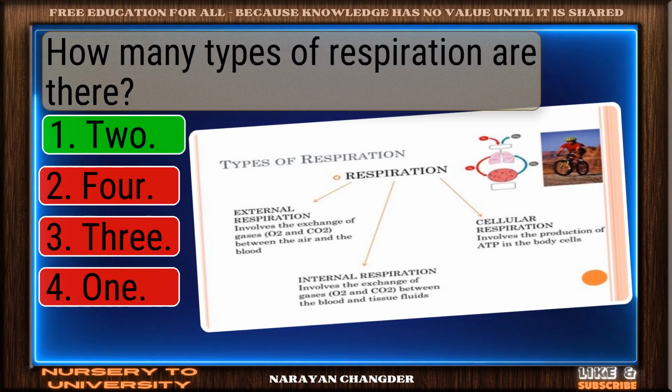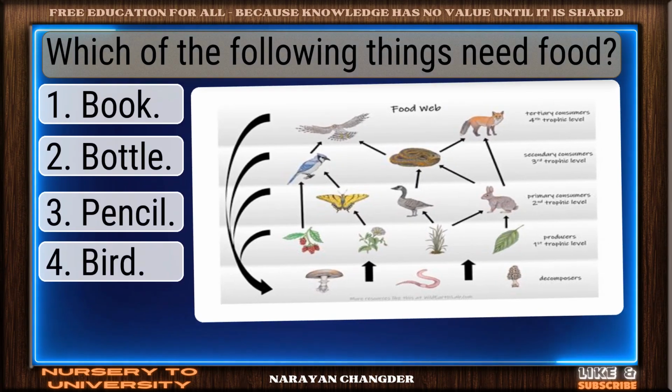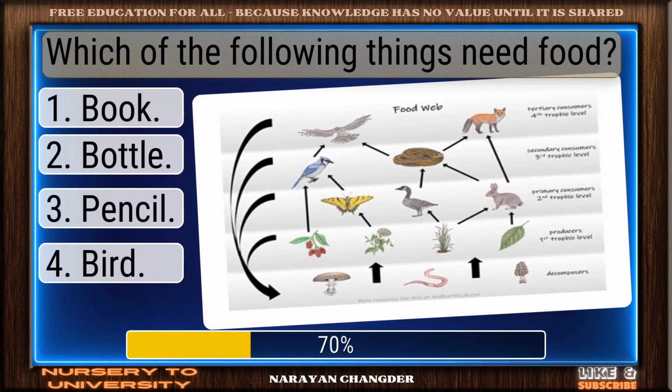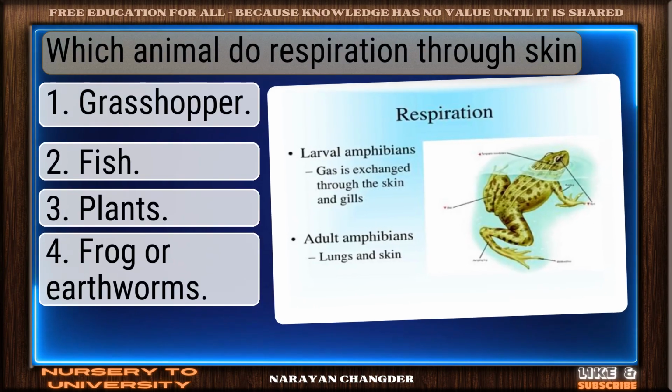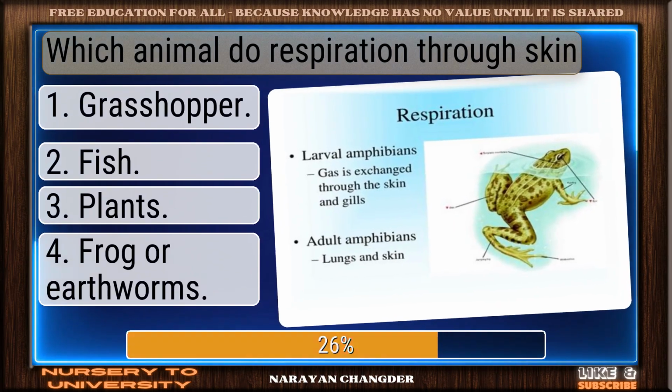On track. 2 is the correct answer. Question number 121. Which of the following things need food? Smart move. Bird is an accurate answer. Question number 122. Which animal does respiration through skin?